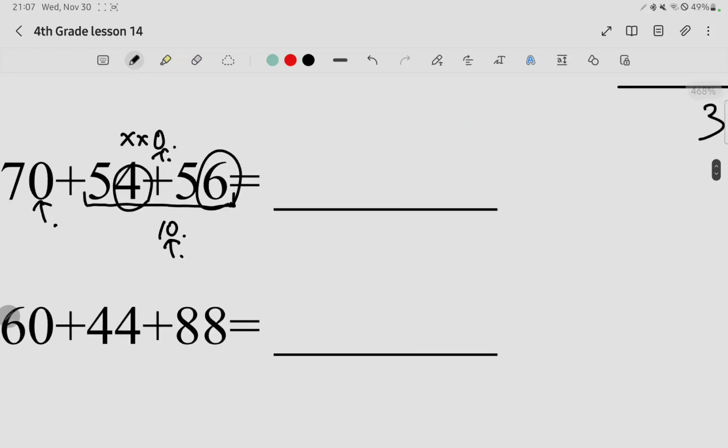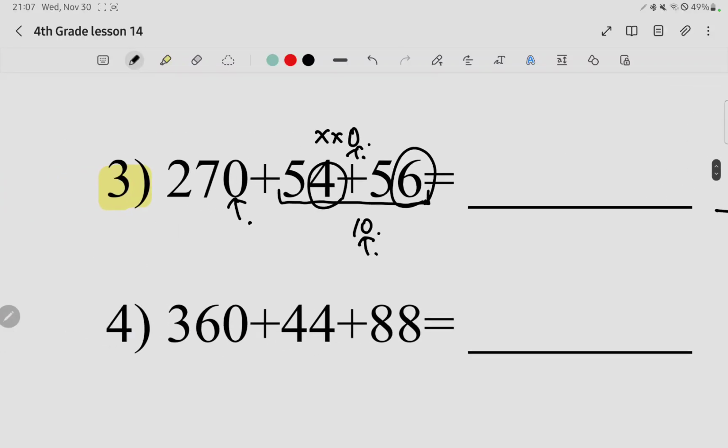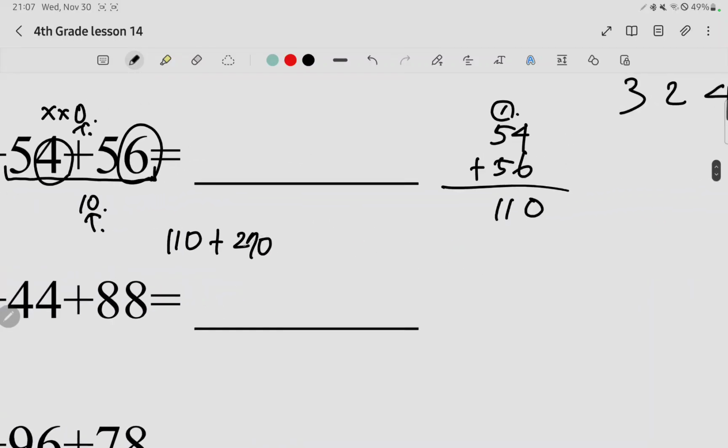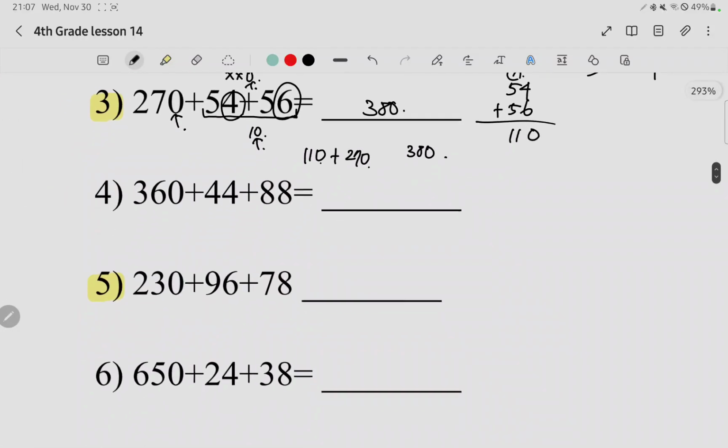So let's try to add 54 and 56 together. 54 and 56. So 4 plus 6 is 10. Now 5 plus 5 is 10 plus 1 up is 11. So 110 plus 270, where you can just ignore 0, because when you add, it's going to be 0 plus 0. So 27 plus 11 is 38. And remember the 0, so this will become 380.